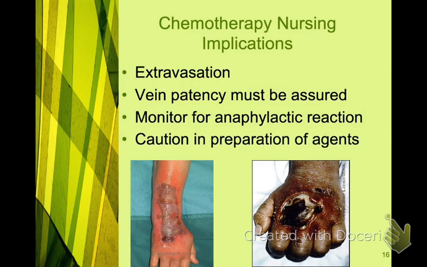Extravasation is a complication of chemo. Hence why they use a central venous access device now. Chemo is very, very hard on the veins. It is a vesicant, which means it kills tissue. It can cause extravasation, so your vein patency must be assured. You have to monitor for anaphylactic reaction. And we have to use caution when we're preparing this stuff as well. Okay?